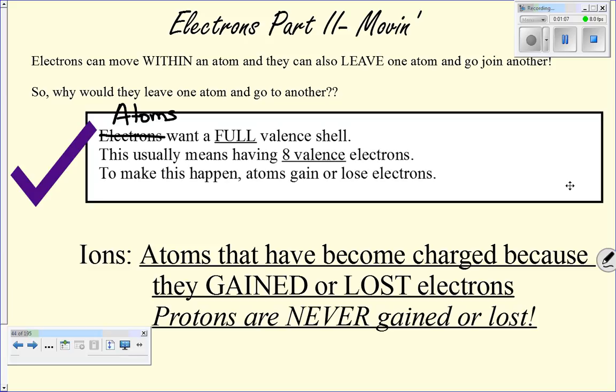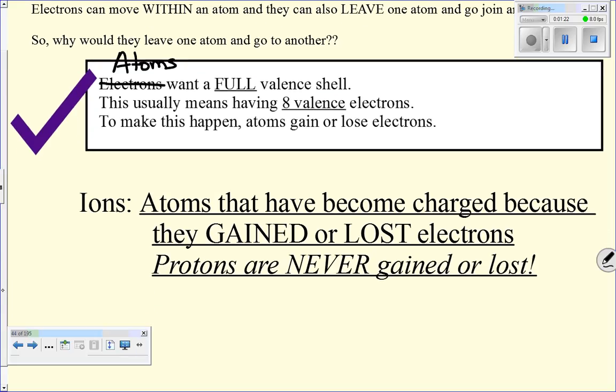Now, we're not going to get into a lot of the details of this because this is truly bonding, which is a later unit for us. But in order to understand a lot of things that are happening in chemistry, we have to understand this 8 valence electron thing and this desire that atoms have to get these 8 valence electrons. This can be done by gaining or losing electrons, which will form something called ions.